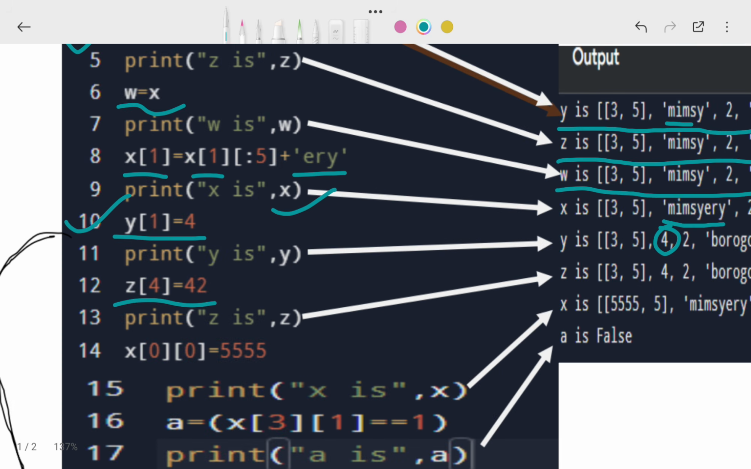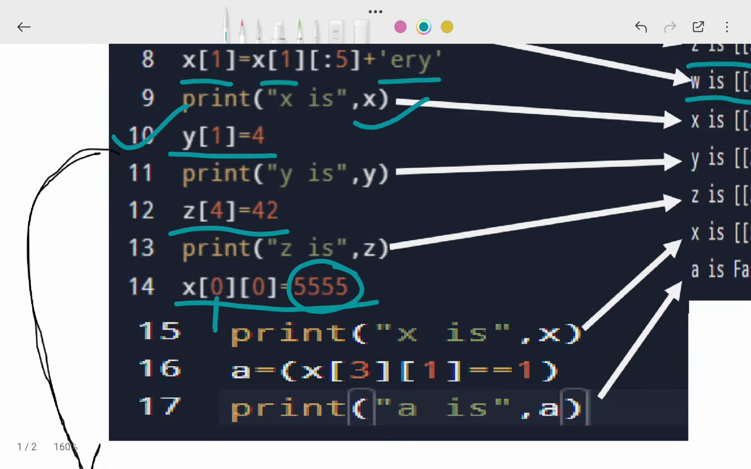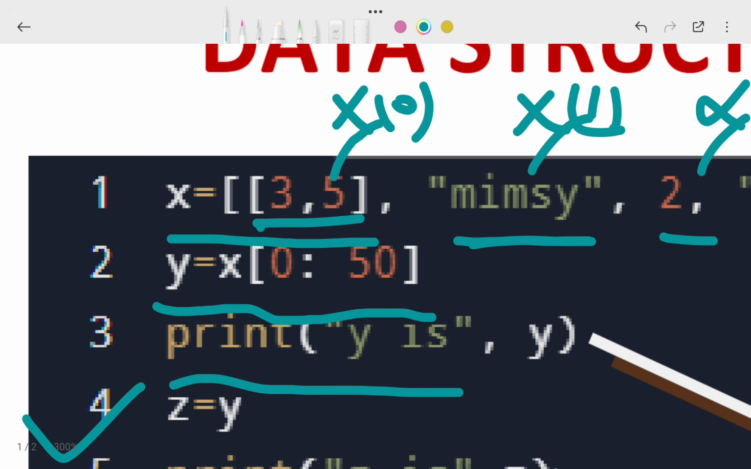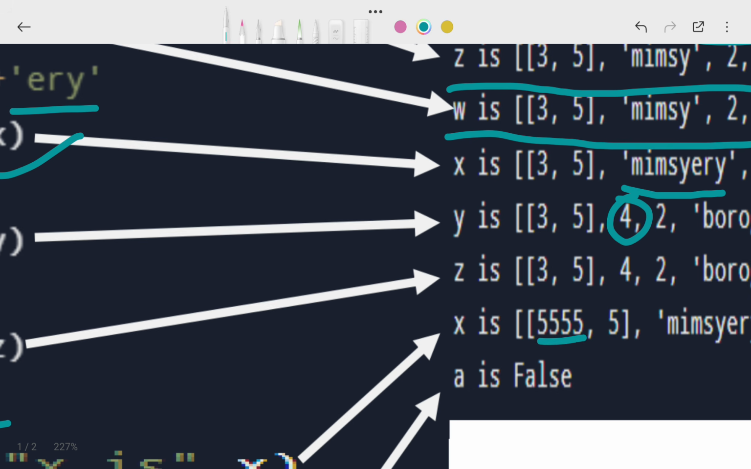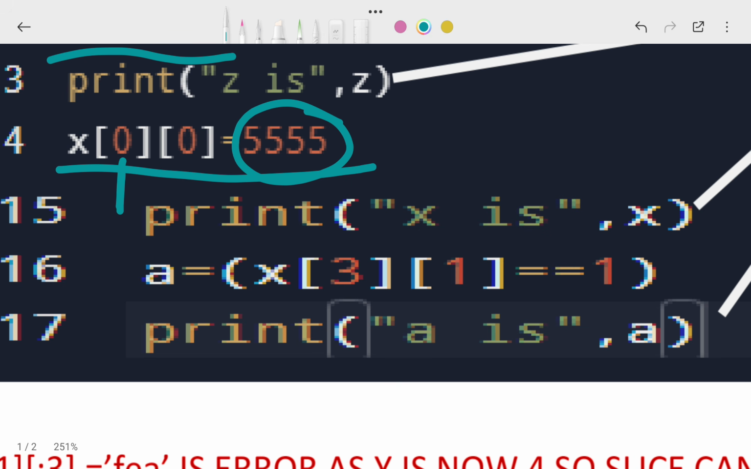Done. Okay, now next I am writing x[0][0] is equal to 5555. It means that the first index gets the value 5555. So what is x[0]? This is overall x[0], and at x[0] the first place is x[0][0]. So at this place you have to replace or modify 5555. This is the meaning of this. And at last he is asking to print a.